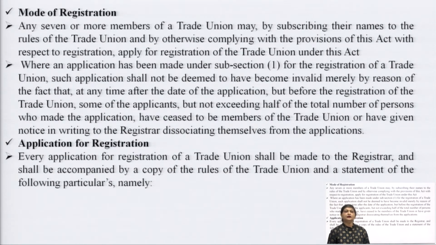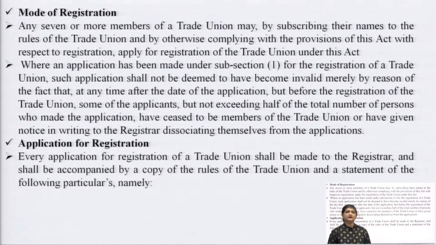Now comes the mode of registration. As we all know, it is given in the Trade Unions Act that any 7 people of a trade union can form a trade union. Any 7 or more members of a trade union may, by subscribing their names to the rules of the trade union and by otherwise complying with the provisions of this act with respect to registration, apply for registration of the trade union under this act.